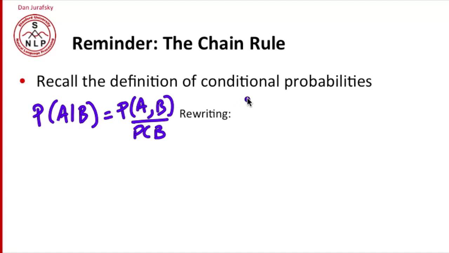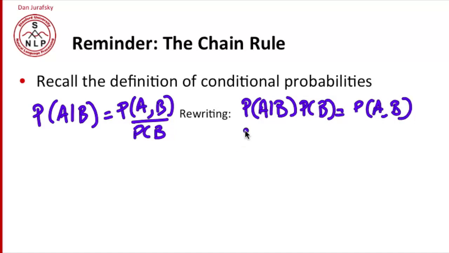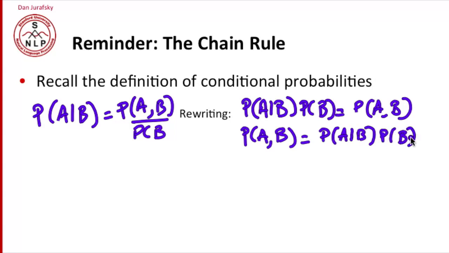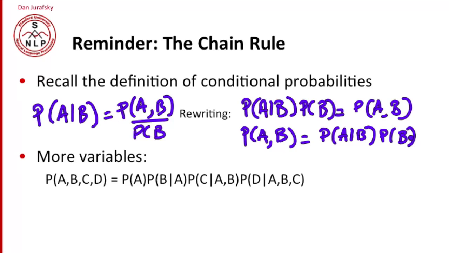And we can rewrite that. So P of A given B times P of B equals P of A comma B, or turning it around, P of A comma B equals P of A given B times P of B. And then we could generalize this to more variables, so the joint probability of a whole sequence A, B, C, D is the probability of A times B given A times C conditioned on A and B times D conditioned on A, B, C. So this is the chain rule.